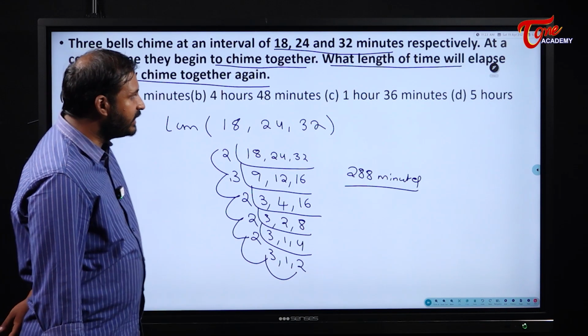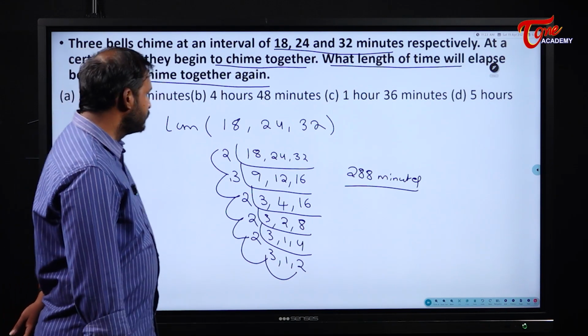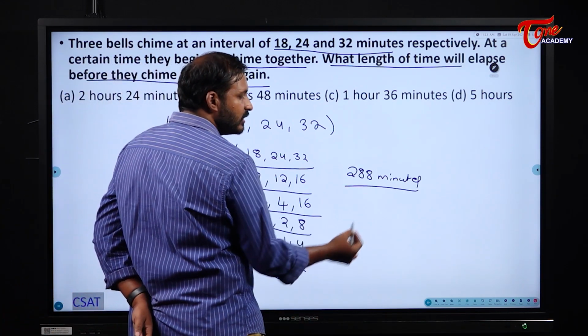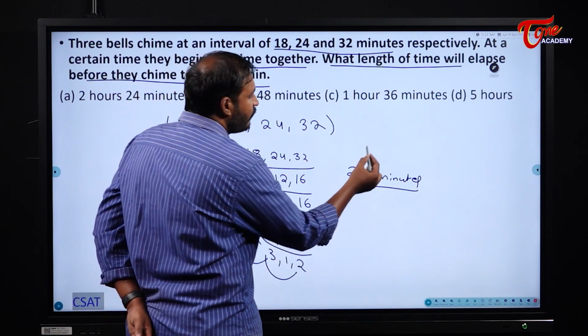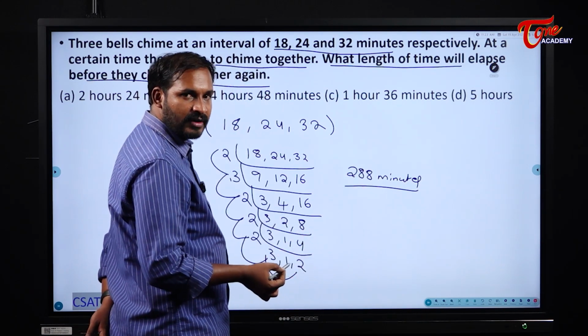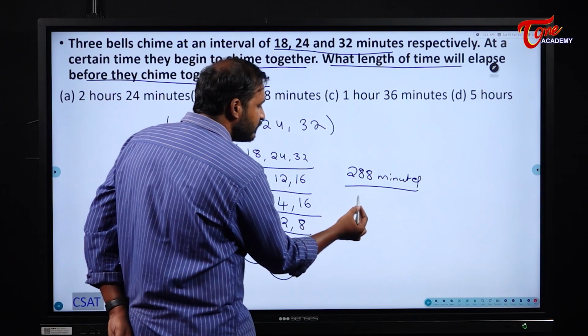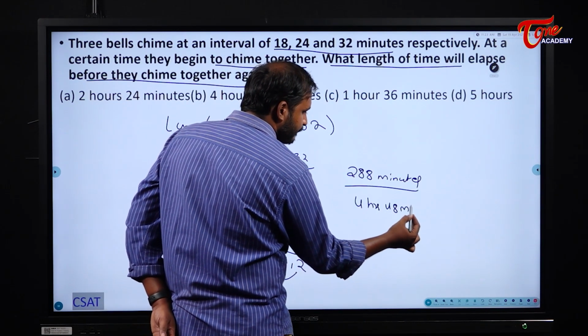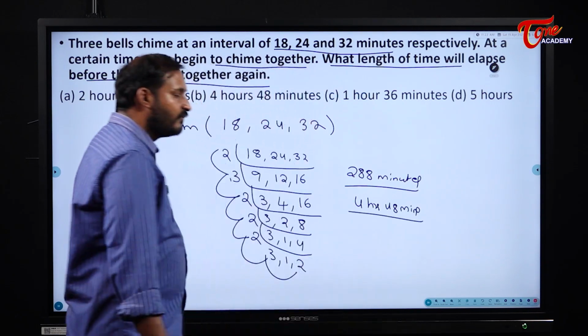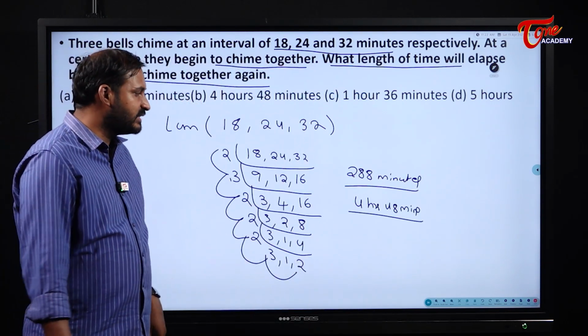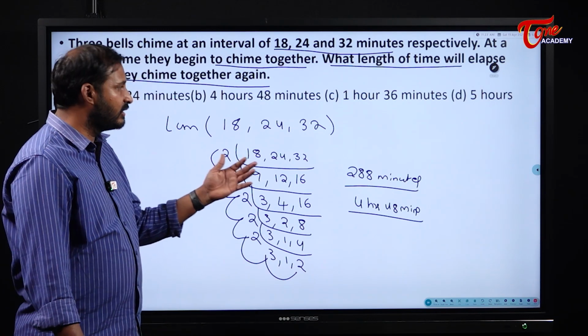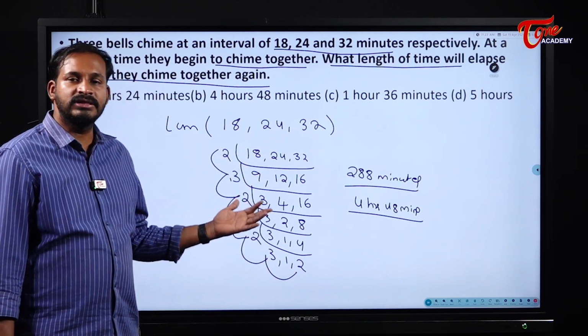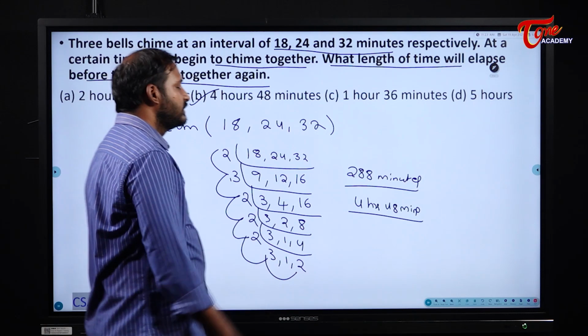So 288 minutes means what, students? 288 minutes means how many hours? Tell me. 4 hours means 240 minutes. Why? Because 4 into 60. So this will become 4 hours 48 minutes. That means once again they all will ring or chime together after 4 hours 48 minutes.